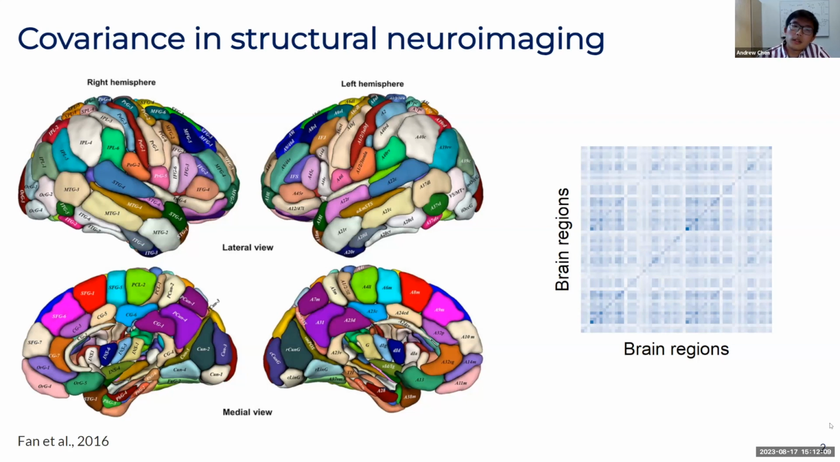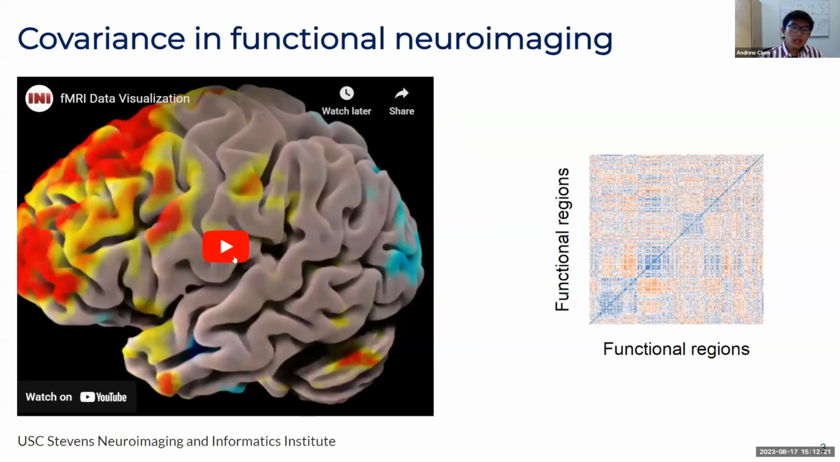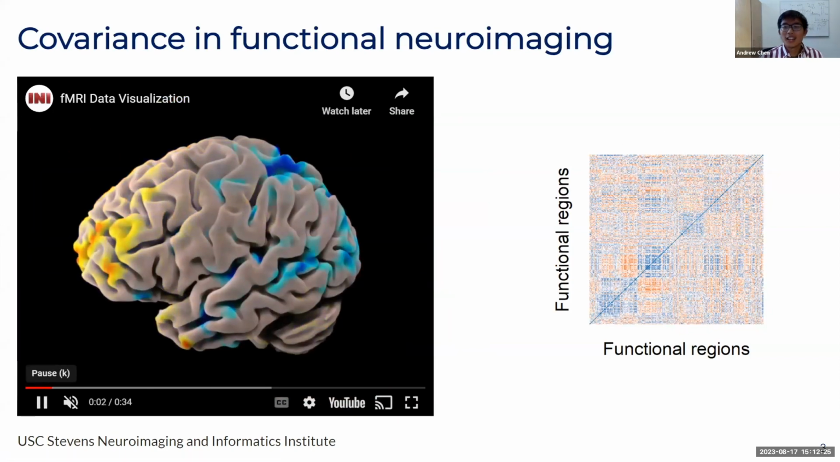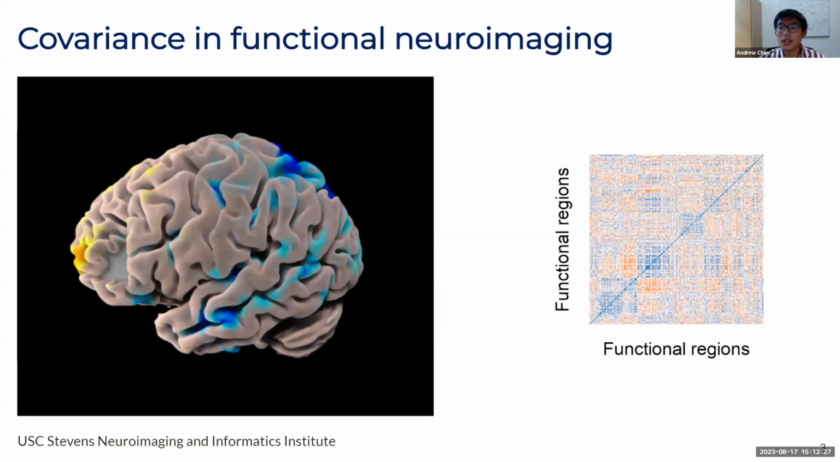But covariance structure is important in other contexts as well. One of the other contexts, which a lot of you seem very familiar with and very interested in, is functional neuroimaging. So let's play this video that highlights in a visually appealing way what I'm talking about here.